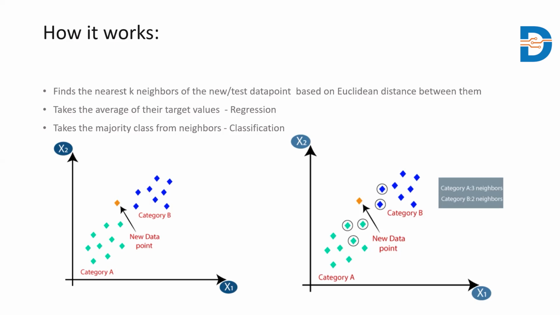Now, if it is a regression task, from the neighbors' target values, the average is taken to be the target value of the new data point or test data point. If it is a classification task, the common class or the majority class from the neighbors is associated as the target class for the new data point.